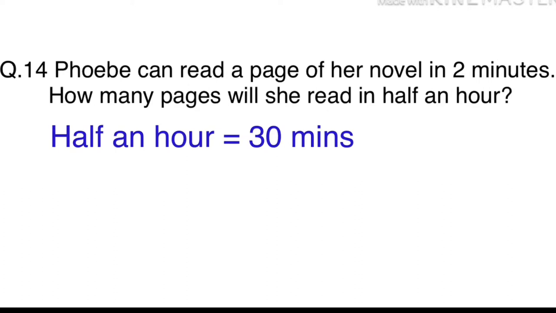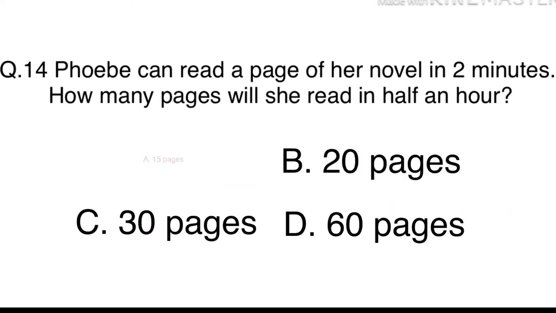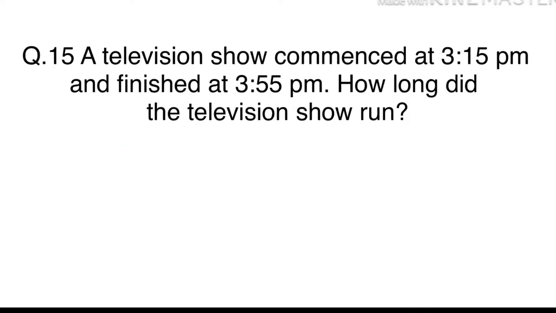Half an hour means 30 minutes. Phoebe can read 1 page in 2 minutes. 30 divided by 2 is 15. This means she can read 15 pages in 30 minutes. The answer is A, 15 pages.